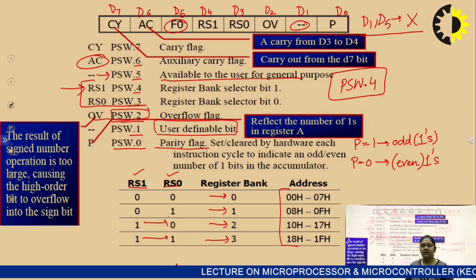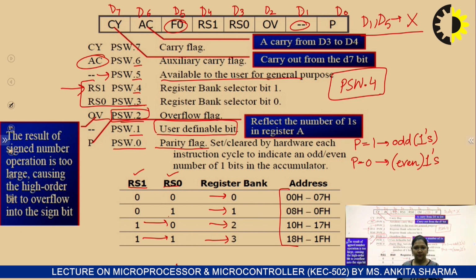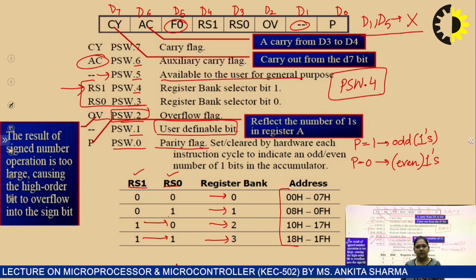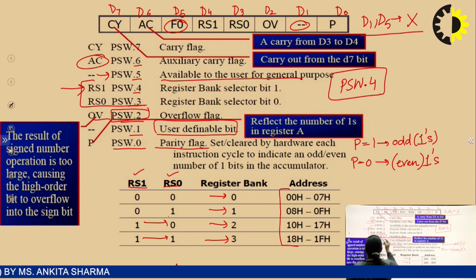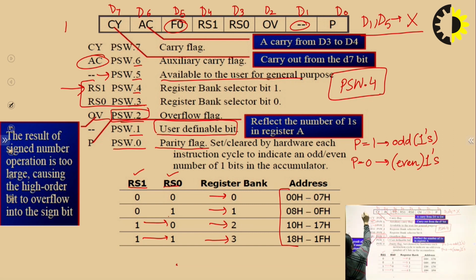Auxiliary carry means when the carry is occurring in between the answer. Suppose we are having 8 bits in an answer. In a result, there are 8 bits. So out of these 8 bits, when the carry is transferring from D3 bit to the D4 bit, or we can say the lower 4 bits to the higher 4 bits. We can write it like this also. This is the D3 bit. We'll be discussing these flags in some examples in next few slides, so it will make it more clear.